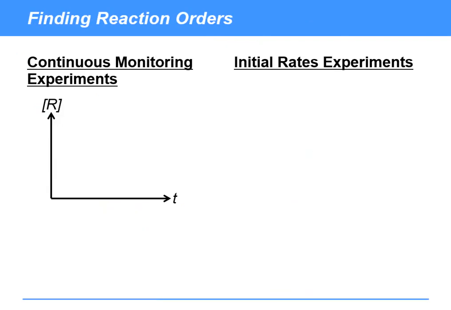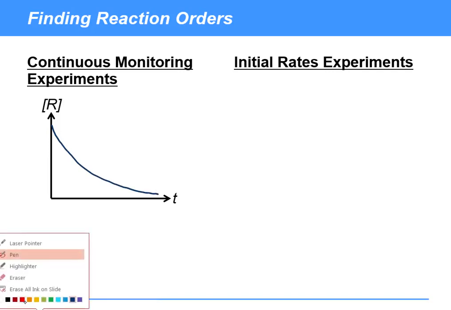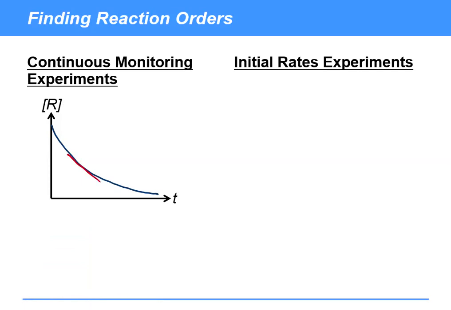So finding reaction orders, there are effectively two big ways of doing this. The first is continuous monitoring experiments. What that means is you take a reaction proceeding over time, and the reactant concentration is going to drop, let's say something like that. Effectively what we can do with this is determine the rate just by the gradient of the graph. So we can take the gradient at that point, at that point, at that point, and so forth. And we could determine the rate of reaction at many different concentrations. So this might be concentration 1, this is concentration 2, and this is concentration 3.